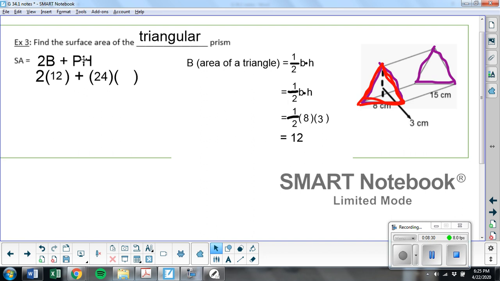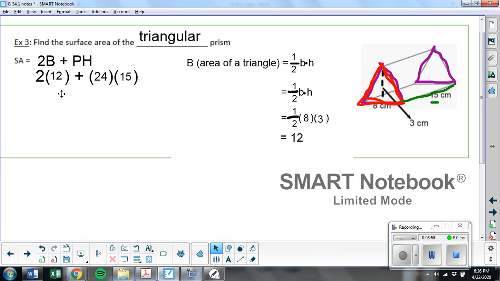Finally, H stands for height. Now remember, it's not 3. If you look at the very beginning, we said height stood for the distance between the bases. So how far is it from this purple base to this purple base? What's the height, the distance between the bases? 15. I am always going to be looking for your specific variables. B is usually the only one you have to show work for.